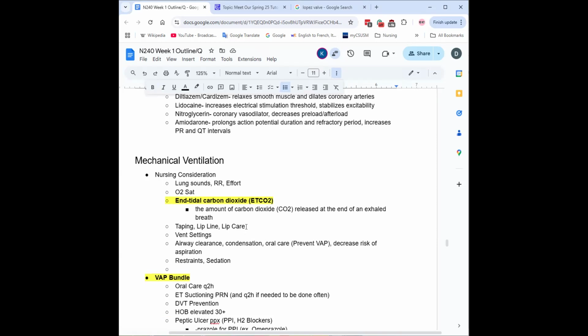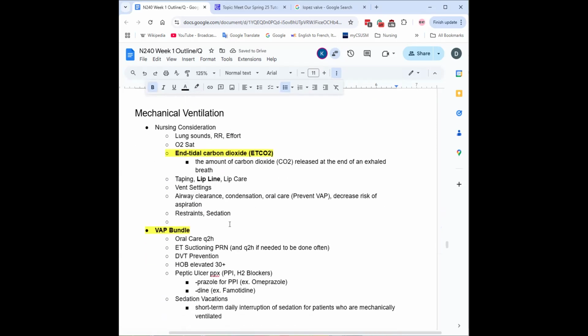That could also be there to measure how the ventilation is going, making sure you're in the right place on ET tube insertion and throughout the time that they have it. So you'd be able to tell if they're being hyperventilated or hypoventilated as well.